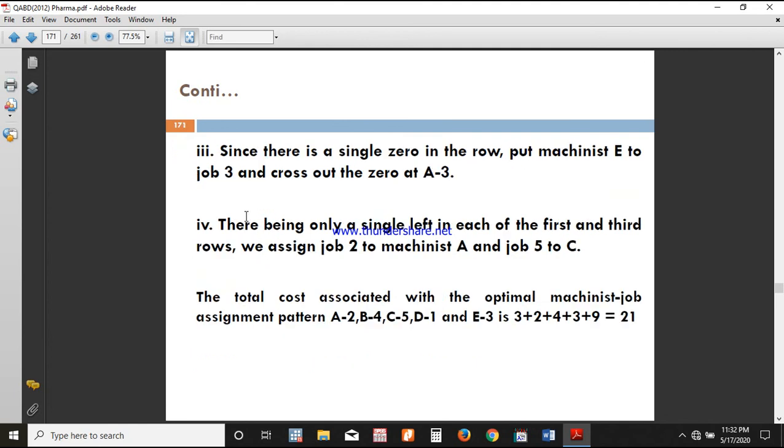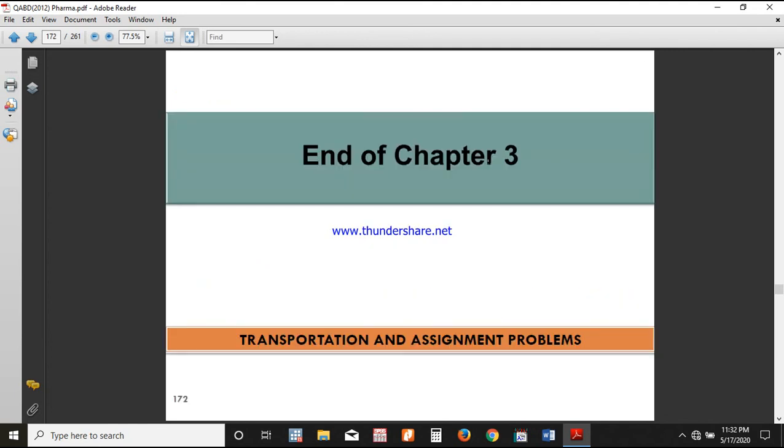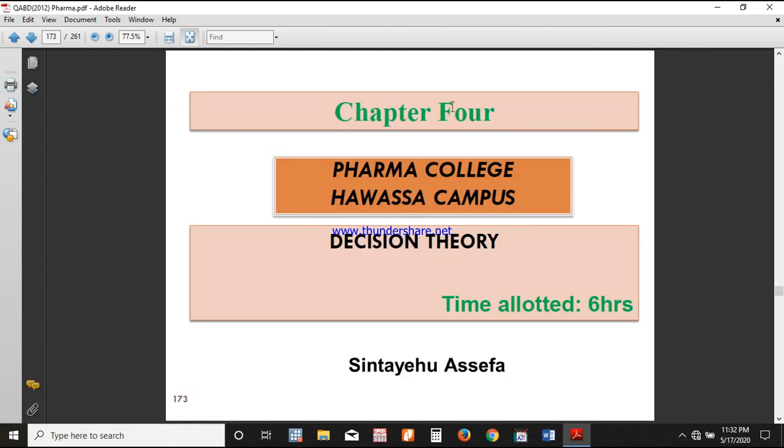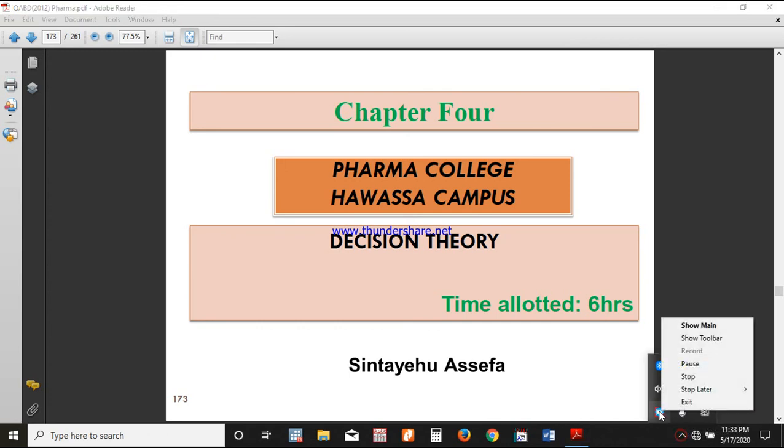This is all about chapter 3, the transportation and assignment problem. In the next session we are going to discuss chapter 4, decision theory. Thank you very much for this session.